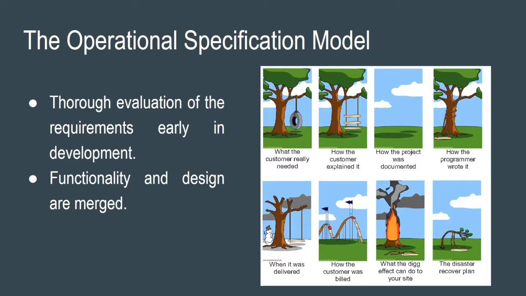Up next, we have the operational specification model. In this model, requirements are examined alongside the implications they bring to the table at a very early stage of development. This allows for the functionality and the design aspect to merge together during the upcoming development stages.